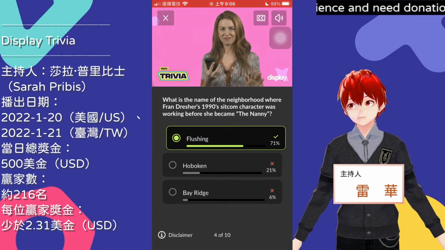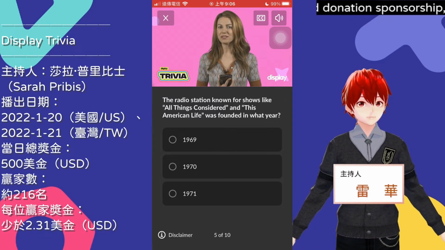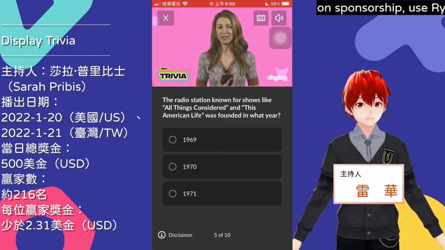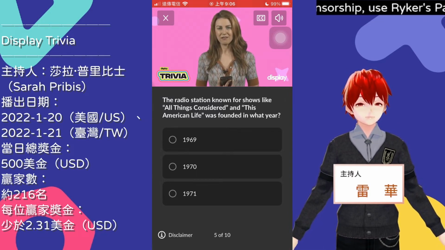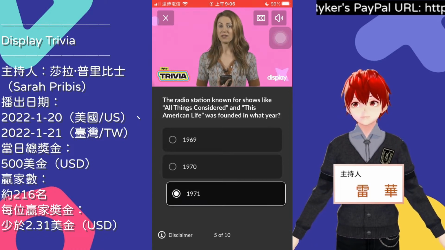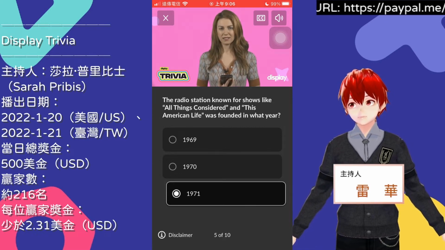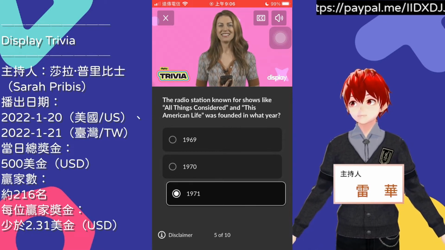Woot woot. Question 5. The radio station known for shows like All Things Considered and This American Life was founded in what year? 1969, 1970, 1971.